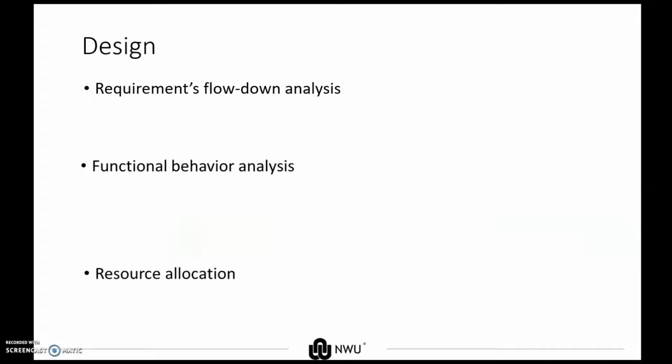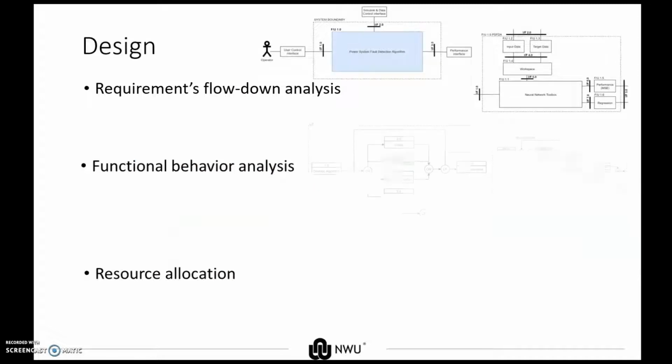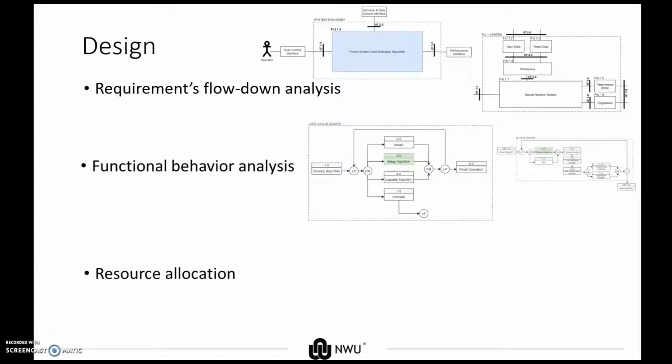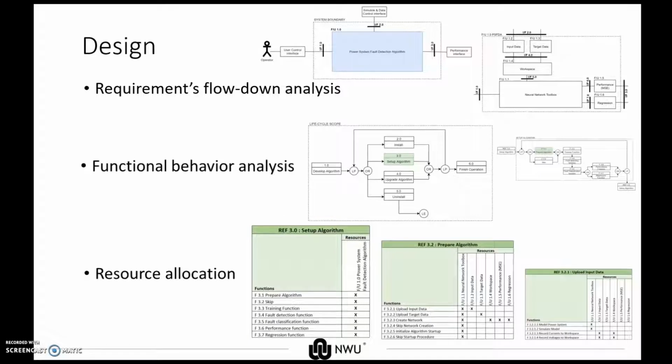During the preliminary design, a requirements and functional behavior analysis was done to add functionality to each resource, and thereafter a quick resource allocation was done to determine whether all the functions are going to be performed by at least one resource.